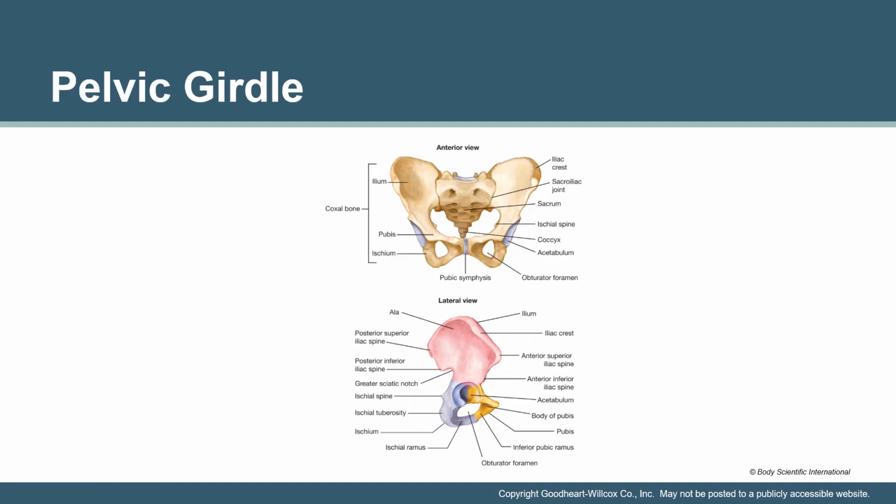Now, interestingly, all three major bones of the pelvis, the ilium, the ischium, and the pubic bone, help form the socket joint of the true hip, called the acetabulum. So this whole space here is the acetabulum.